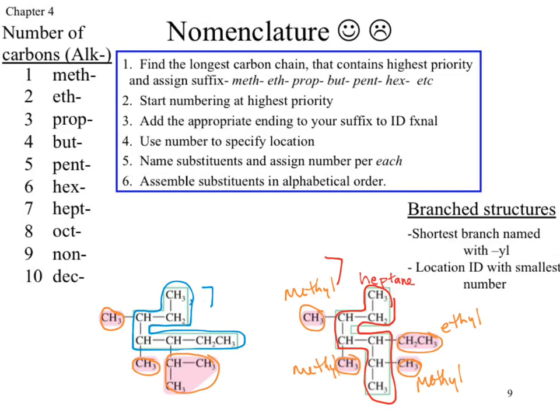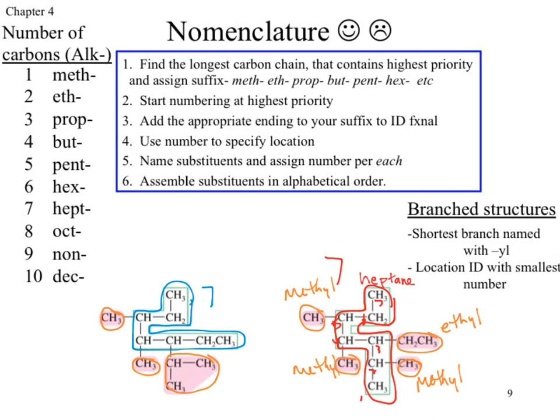Where am I going to start numbering, from the top or from the bottom? Bottom, because if we start from the top, most of our substituents have higher numbers. So we're going to start our numbering from the bottom of our heptane chain. 1, 2, 3, 4, 5, 6, 7. I'm glad I wrote those in the same color so you could see them. But you know we're numbering from the bottom up.